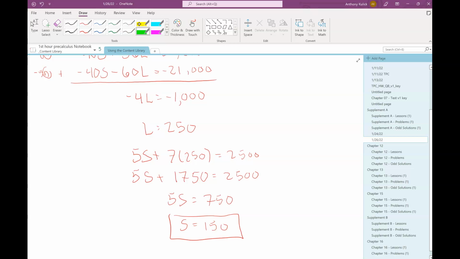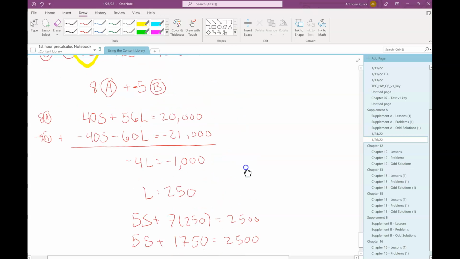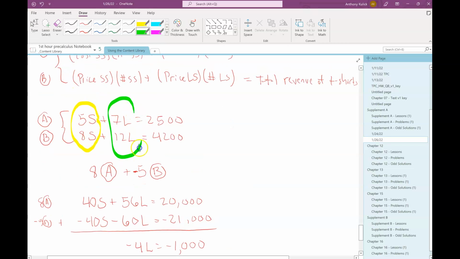Worth pointing out to you that we kind of did this the dumb way, that we would have been better off eliminating the L's to start, because then we would have gotten our answer for S right away. We wouldn't have had to back substitute. Not that that was that big of a deal, that little extra step, but we did do something dumb, which is fine, you know, not a big deal.